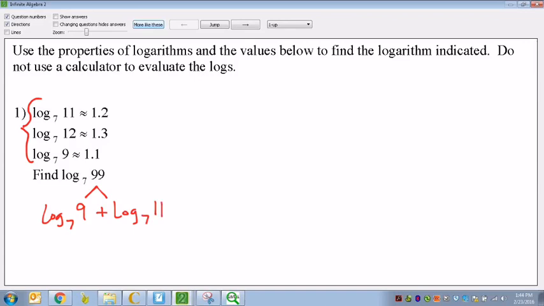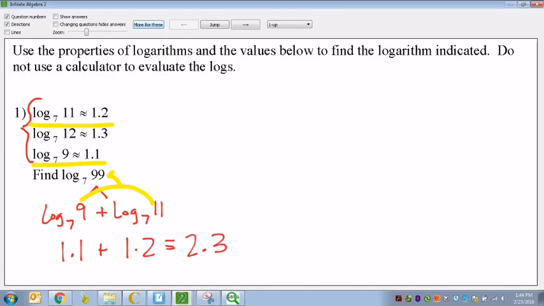Because if we do the work here, 9 times 11 equals 99. That's the goal. And look here, log base 7 of 9 is 1.1, plus log base 7 of 11, which is 1.2. Of course, you know how to solve this on a calculator, but on standardized tests and other tests that I'm going to give you, you may not get a calculator, and you have to know how to break it down using just the properties of logarithms. So the key is that you can split apart a logarithm as many times as you want, until you have all prime numbers.